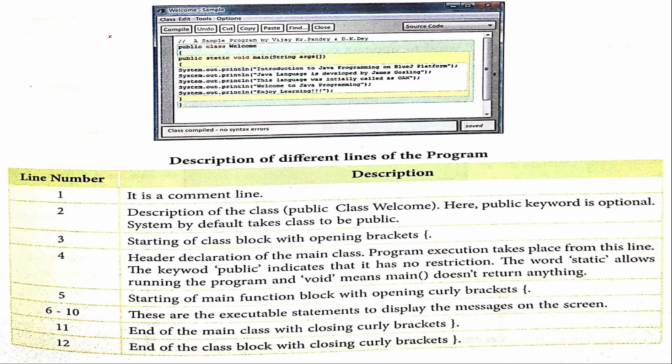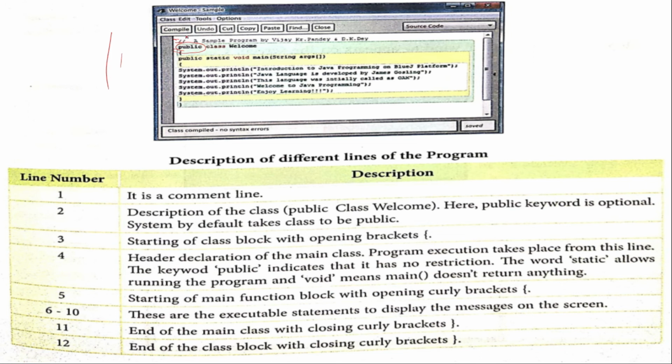Here a sample program is given. Now we will discuss this program line by line. The first line is used for comment. In second line, the description of class is there. The public keyword here is optional. The system by default takes the class to be public. The third line is the starting of class block with opening brackets.